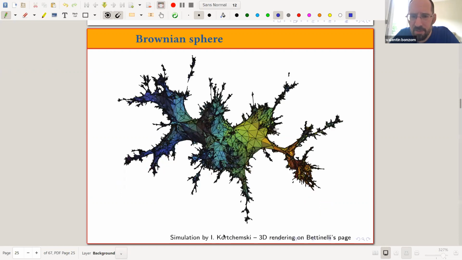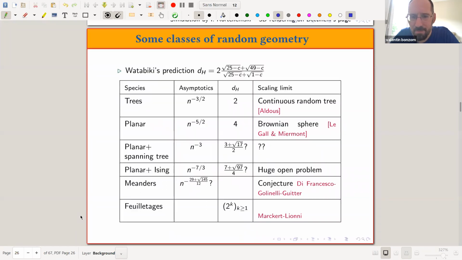And here is a simulation by Igor Kortchemski, the probabilist in Paris. And there are lots of 3D renderings on Jérémie Bettinelli's page that you can go to, and so you can move around those triangulations of the sphere. They look weird, but they are really spheres. They really have the topology of the sphere, and they're also very fractal. Okay. So this is a fractal object that you get in the continuum.